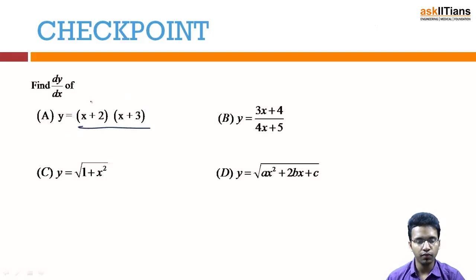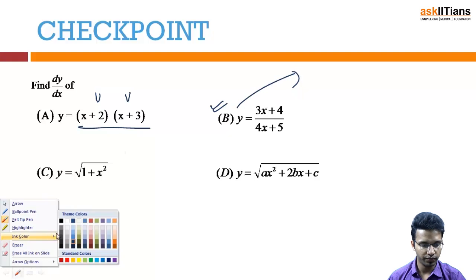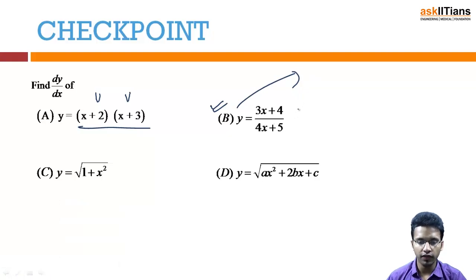This one is easy, product rule, UV. This one again is very easy, quotient rule, but this I'll do here. So what you will say is, this is U by V.